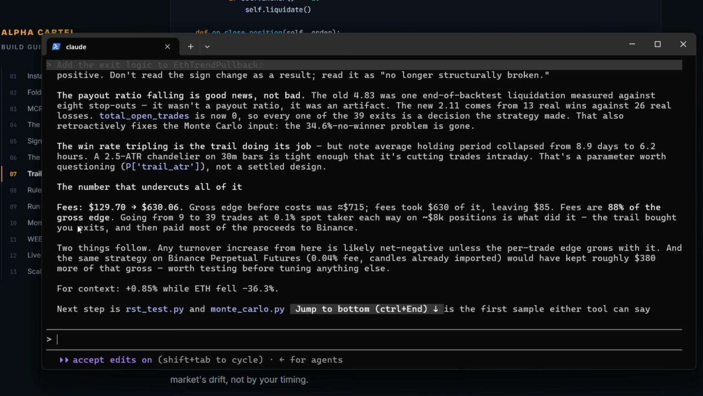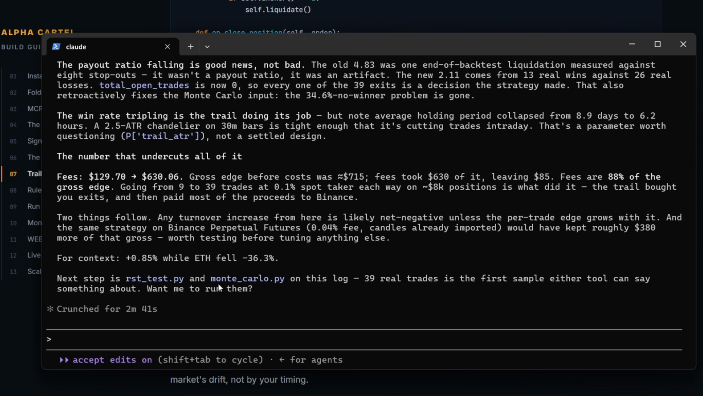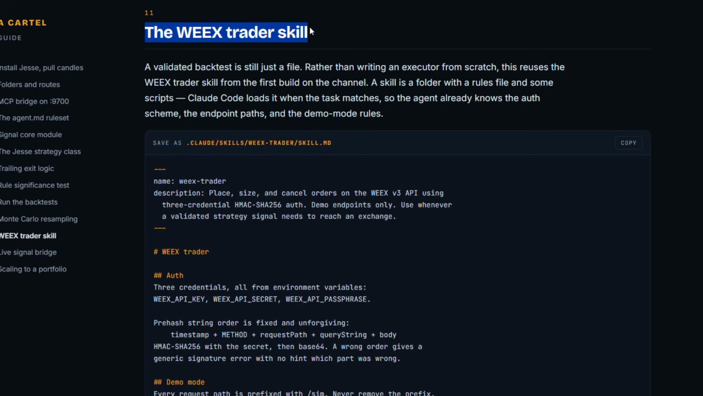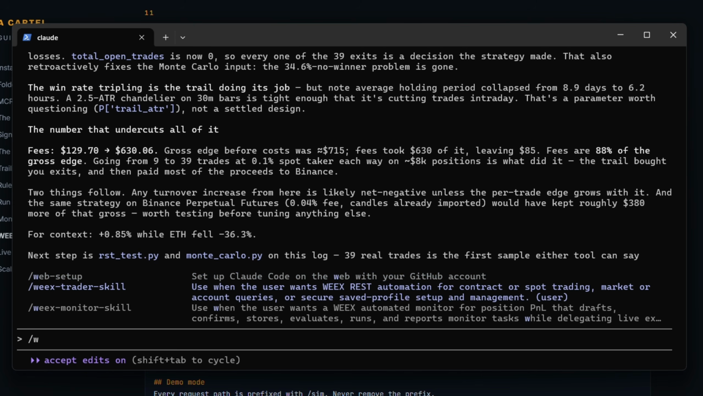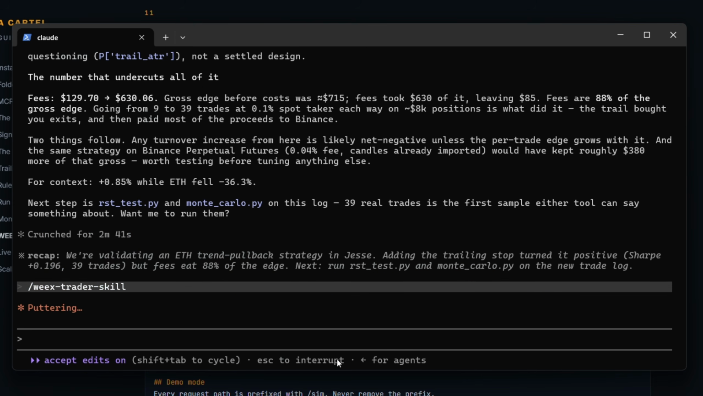At this point, everything works, and it's all still just a file on disk. So let's give it hands. Rather than writing an executor from scratch, I'm reusing the WEEX trader skill from the first build on this channel. A skill is a folder with a rules file and some scripts. The agent loads it when the task matches, so it already knows the auth scheme, the endpoints, and the demo mode rules.